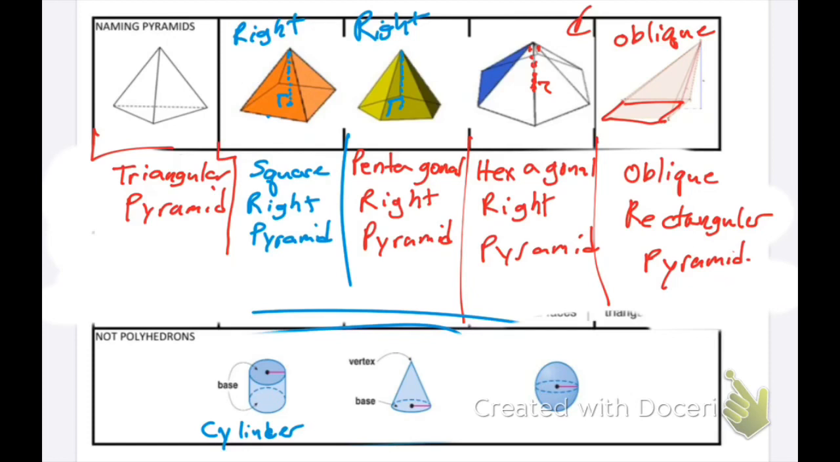And that's just made up of two bases that are circles. This one here, we have a cone. The cone, you have one base, and the base is connected to a single point called the vertex. And you guys have seen a cone before. Just think, like an ice cream cone. But the important thing for the cylinder and the cone is that the bases are circles. That's important.